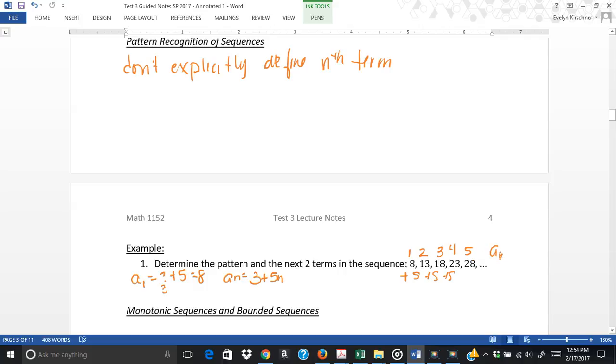So my sixth term is going to be 28 plus 5, or 33, and my seventh term is going to be 33 plus 5, or 38, or I could look here and I could say, a sub 6 is 3 plus 5 times 6, which is also 33, and a sub 7 is 3 plus 5 times 7, which is 35 plus 3, or 38.